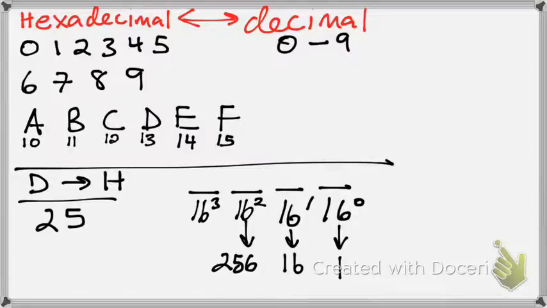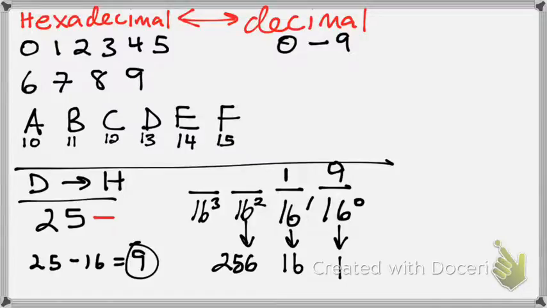So let's see. I want 25, so I need to find the biggest power of 16 that will fit inside of 25. So I know I can fit one 16 in it. I can't fit two because 2 16s is 32. So I can fit one 16 inside. So then I have 25 minus 16, which is 9. I have 9 left over. So how many ones do I have? I have 9. So it looks kind of weird, but in hexadecimal, the number 25 in decimal becomes 19.